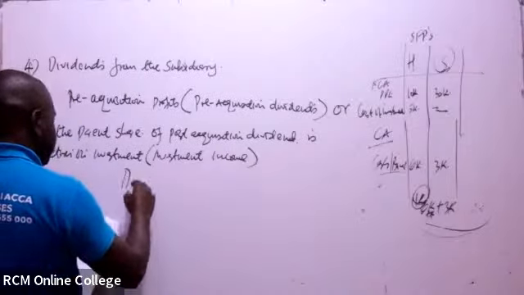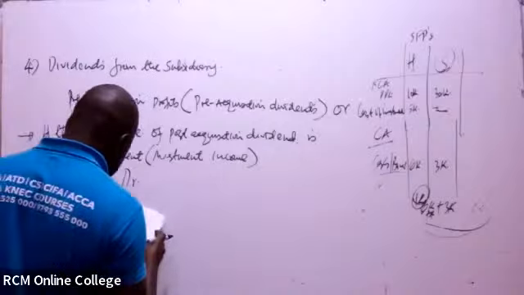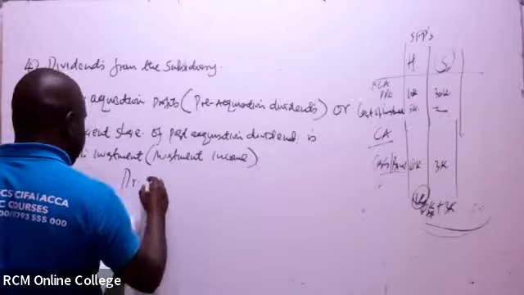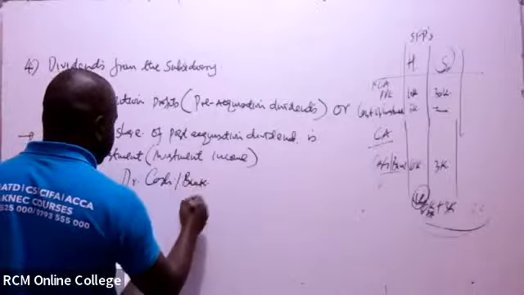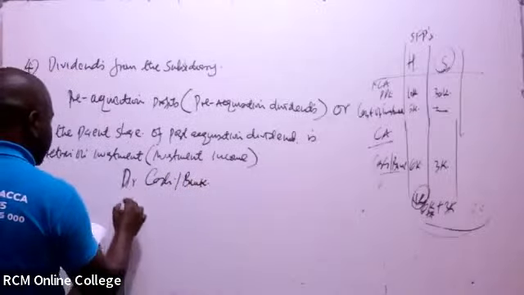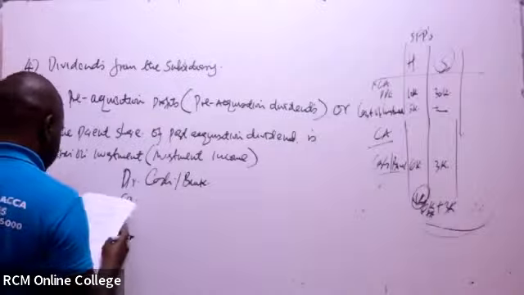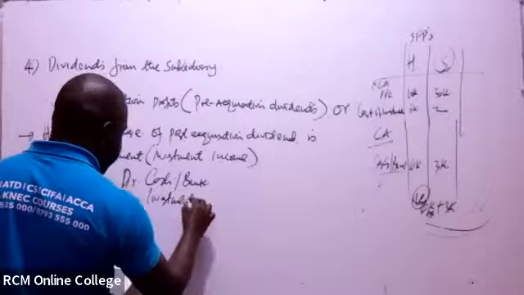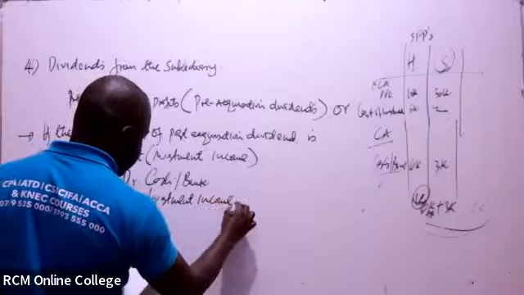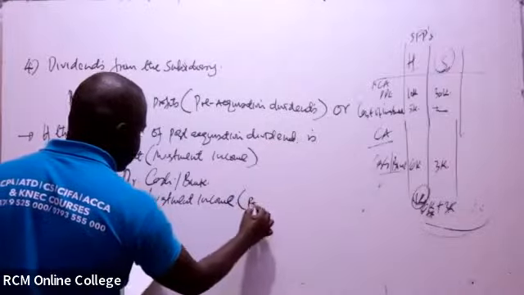in this case debit. You likely debit the cash, or in this case the bank, just the same entry, cash or bank. Then in this case you likely credit the investment income. This one is actually in the P&L.